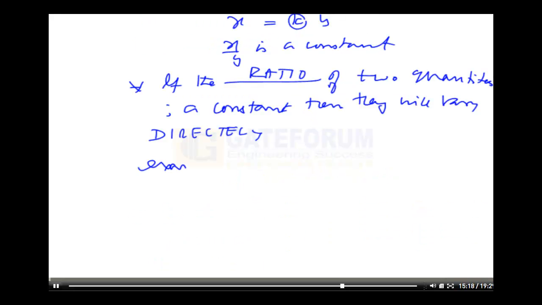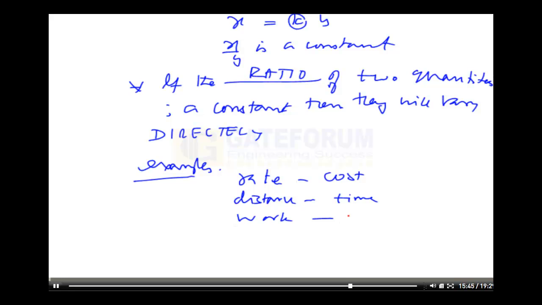Examples? More of one, more of another. If you are hiring a taxi by kilometer or by hour, what you are hiring is called rate. The rate is more, the cost is more. And if you are traveling distance, more distance will take more time. Less distance will take less time, keeping the speed constant. Mostly you get sums based on work and time and men. So more work takes you more time. More work also needs more men. We'll look into some examples.